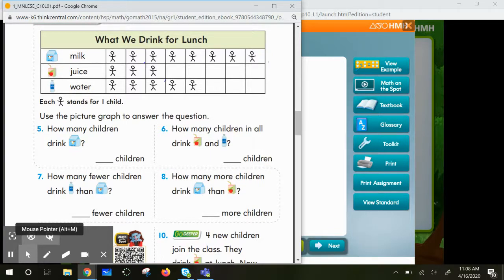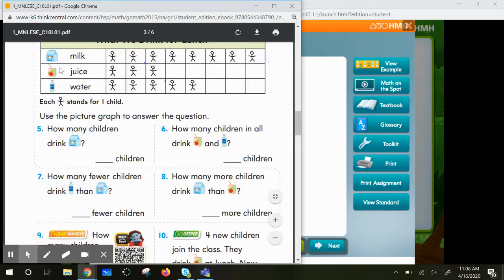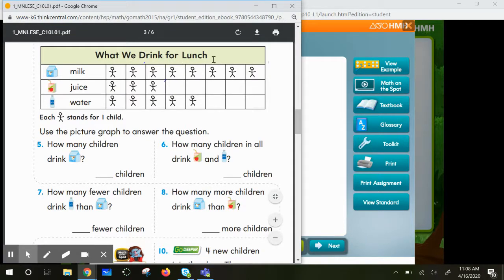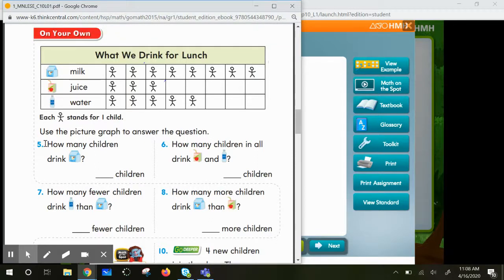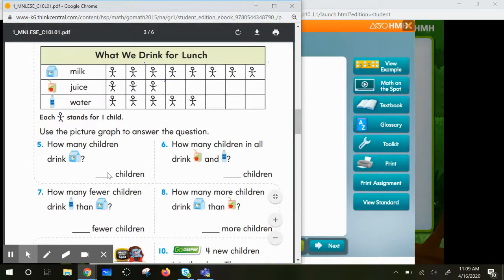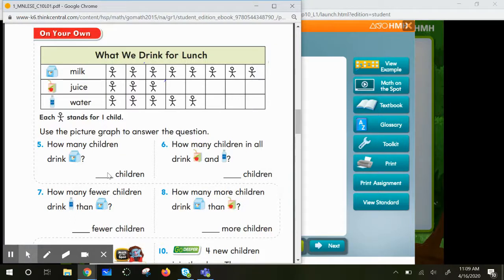Use the picture graph to answer the question. We have milk, juice, and water. These are our people who chose milk, juice, or water as what we drink for lunch. Each stick figure stands for one child. So answer these questions by the picture graph. Number 5. How many children drink milk? Look at milk, count how many people are marked, and write the number. Pause the video anytime you need.